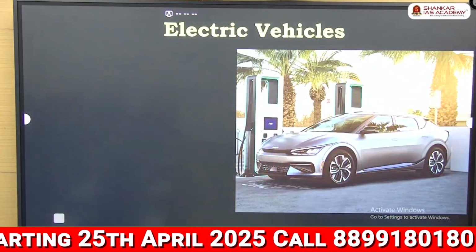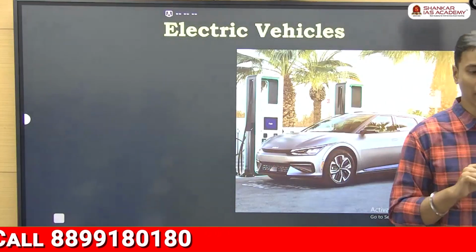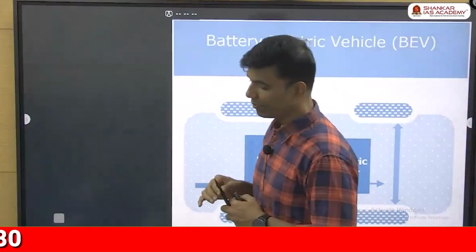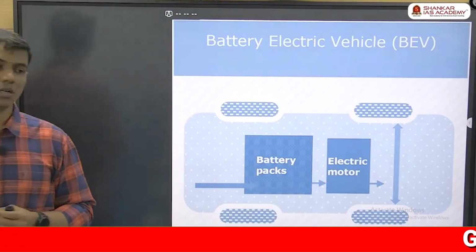How we are going to learn this is just the block diagram on how it works, and then some Indian examples. First, we start with the BEV, battery electric vehicle. First concept is BEV, battery electric vehicle.